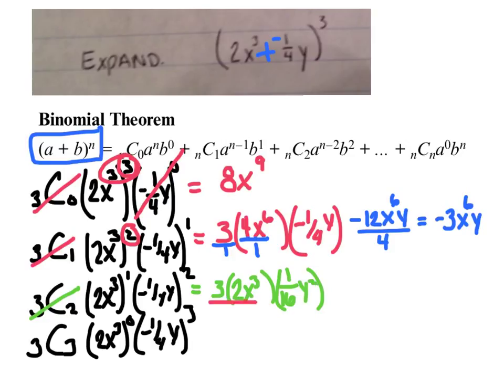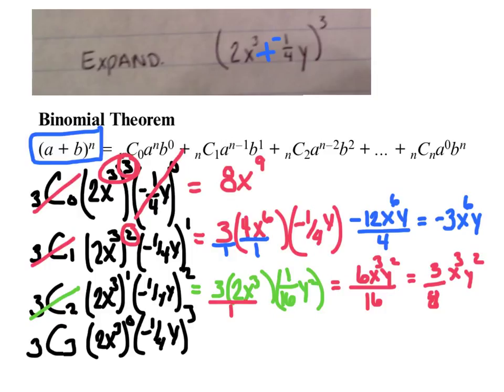Again, fractions are easy. Put them over 1, multiply the top, multiply the bottom. So I get 6x cubed y squared all over 16. Again, I can simplify here. They're both divisible by 2. So I'm going to say that's equal to 3/8 x cubed y squared. Then I'll go ahead and get that last term.